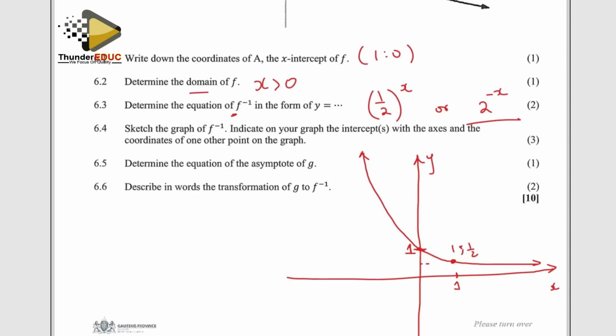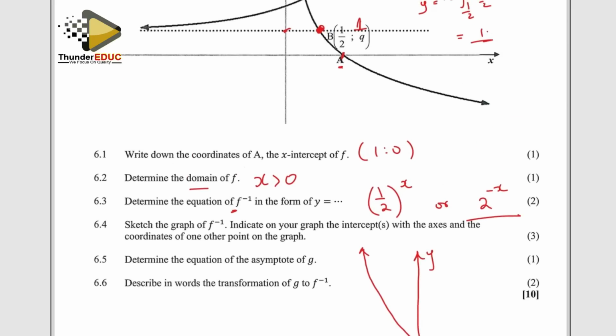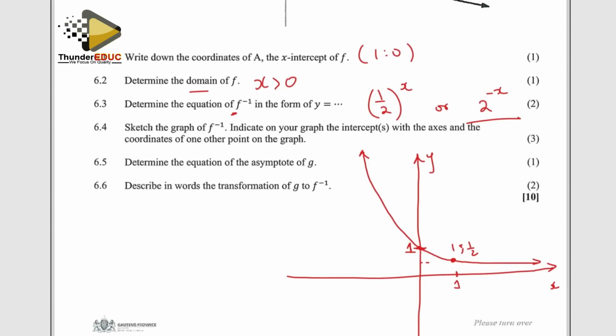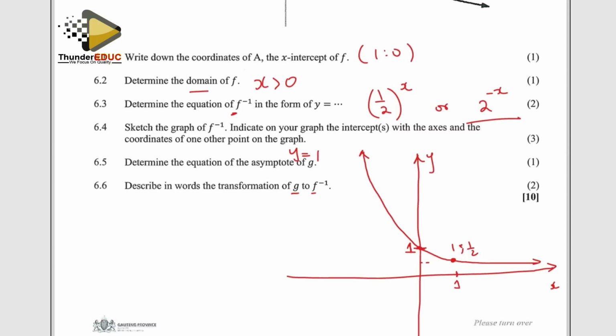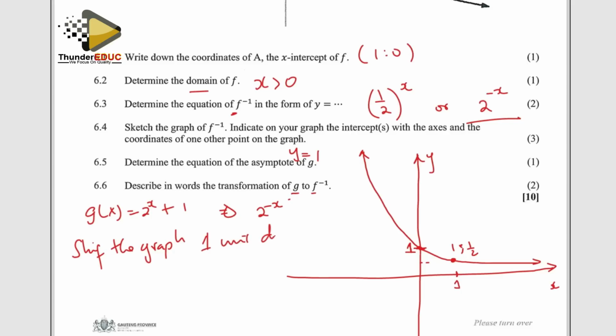All right, then determine the equation of the asymptote of g. We've already calculated the y value, so I'm just going to say y is 1. And then describe in words how you transform g to f inverse. So where is our g? 2 to the x plus 1. Okay, so we're saying g of x is 2 to the x plus 1. Now, how do we transform it from that to something like 2 to the x? So start by getting rid of the 1. So you're going to shift the graph 1 unit down.